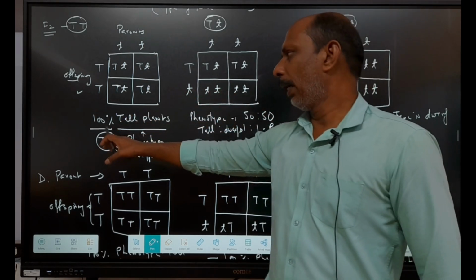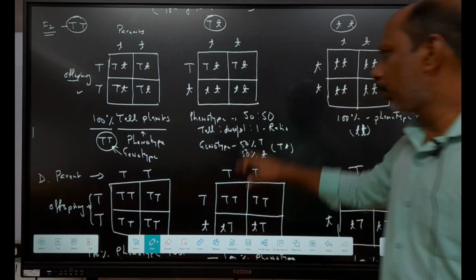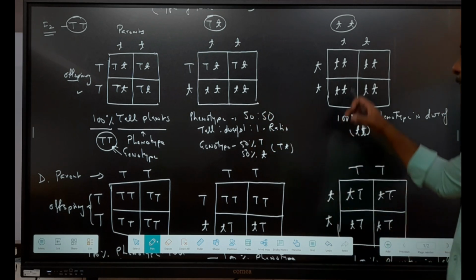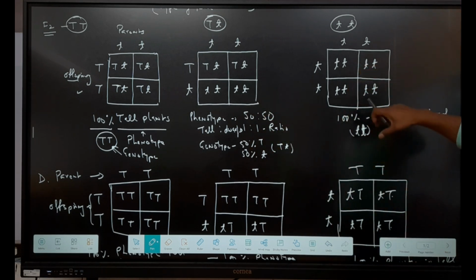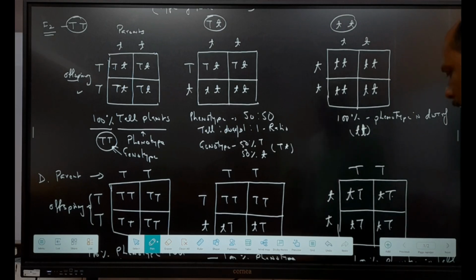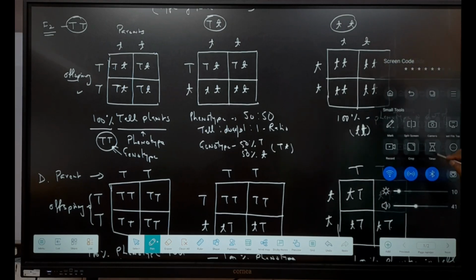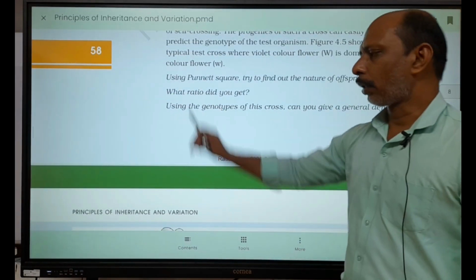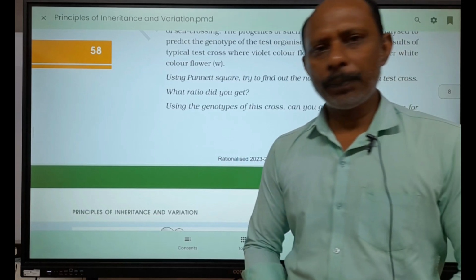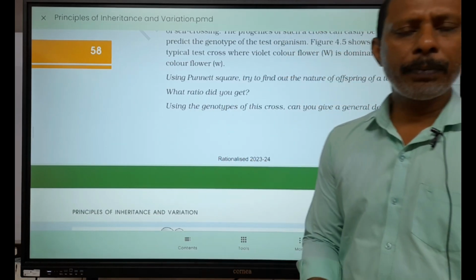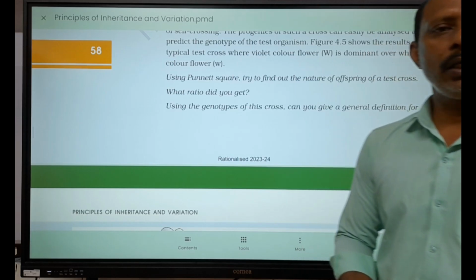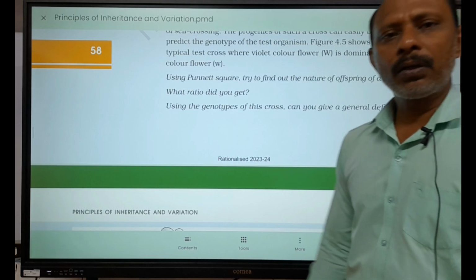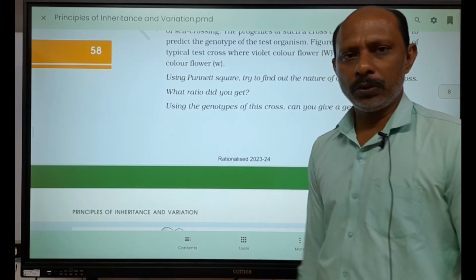Phenotype ratio here is 100% tall. Phenotype ratio of this one is 1:1, means equal ratio, 50-50% ratio is there. And here in case of dwarf, 100% phenotype is dwarf. This is the ratio of phenotype, right? What ratio did you get? So for pure tall, we get 100% phenotype ratio. For hybrid tall, we get 50-50%, means 1:1 or equal ratio between tallness and dwarfness. And when it is pure dwarf, then we get 100% phenotype ratio, right?